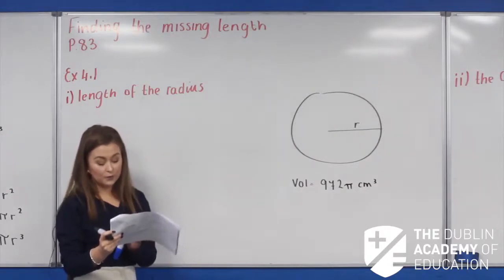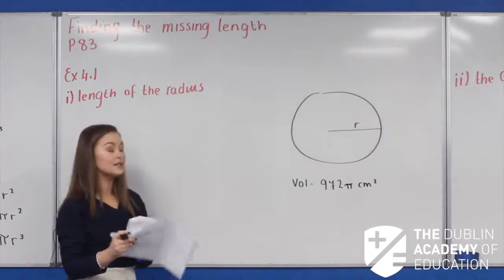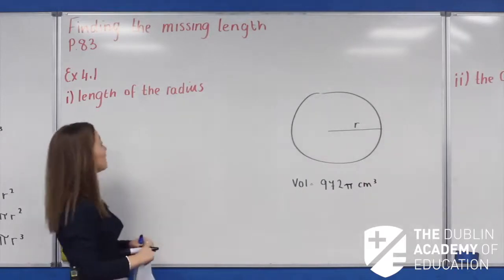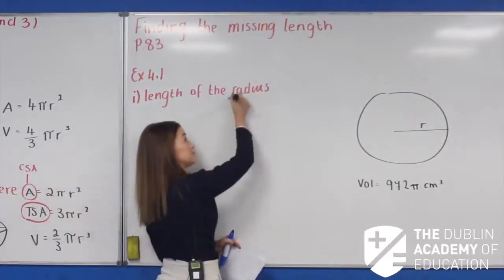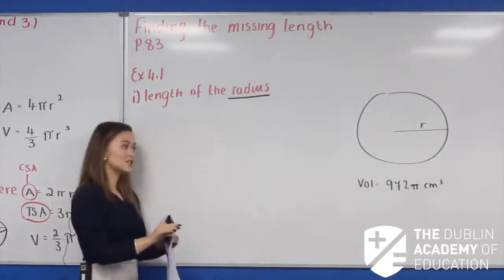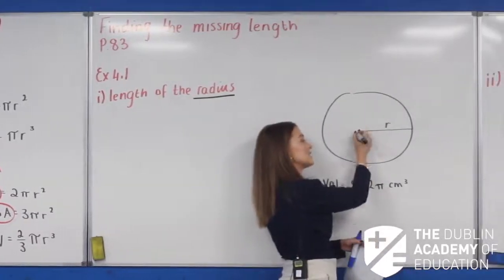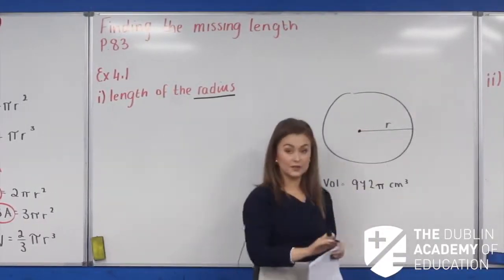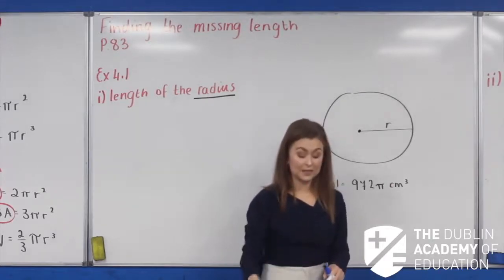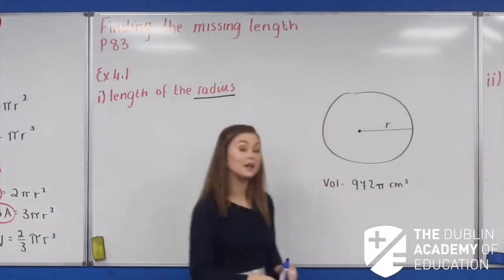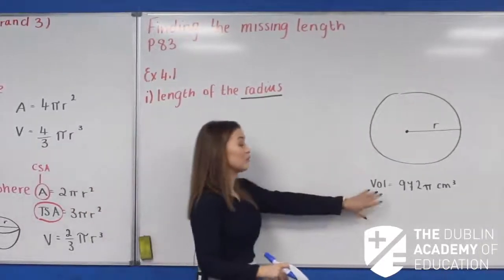So what are they going to ask us? Part number 1, highlight the word length and highlight radius. So they're asking me in part 1 to find the length of the radius. Here's my radius. My radius is the distance from the center of the circle to the circumference. Now we're going to take it step by step and see what we actually know here. Well, I've been given the solution for the volume.